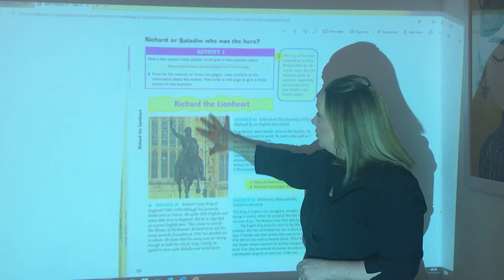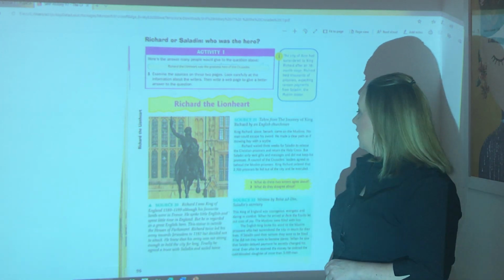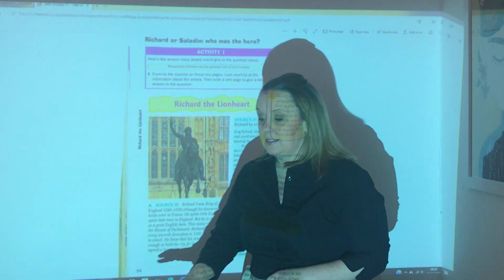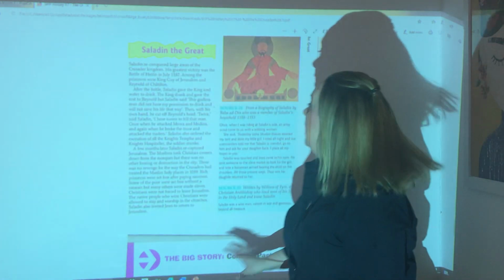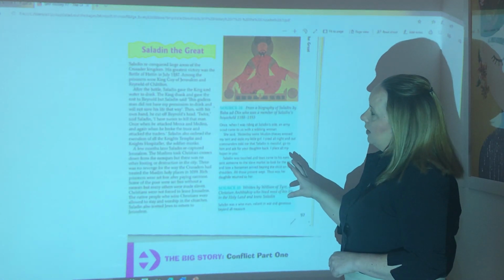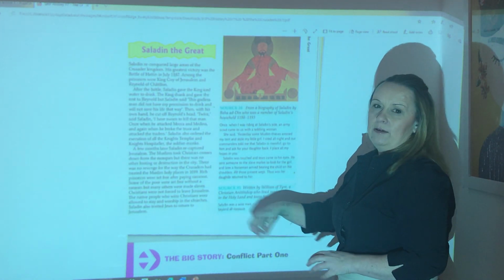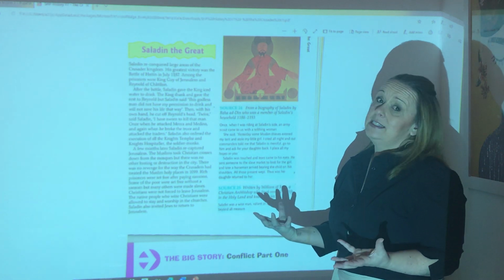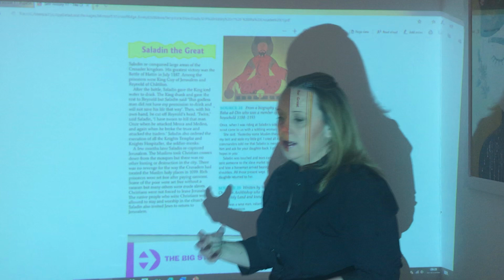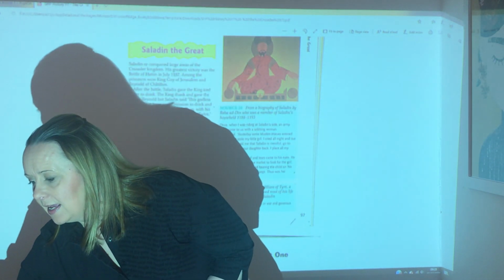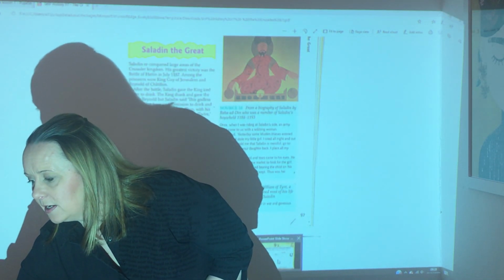You're going to read all about Richard the Lionheart. You're going to read the sources. There are some more sources here. Sorry, I'm in the way. Okay, there's some more details there. There were lots of details on yesterday's. You can go back to that slide and find out. Okay, so lots of things there that can help you build up that Venn diagram.